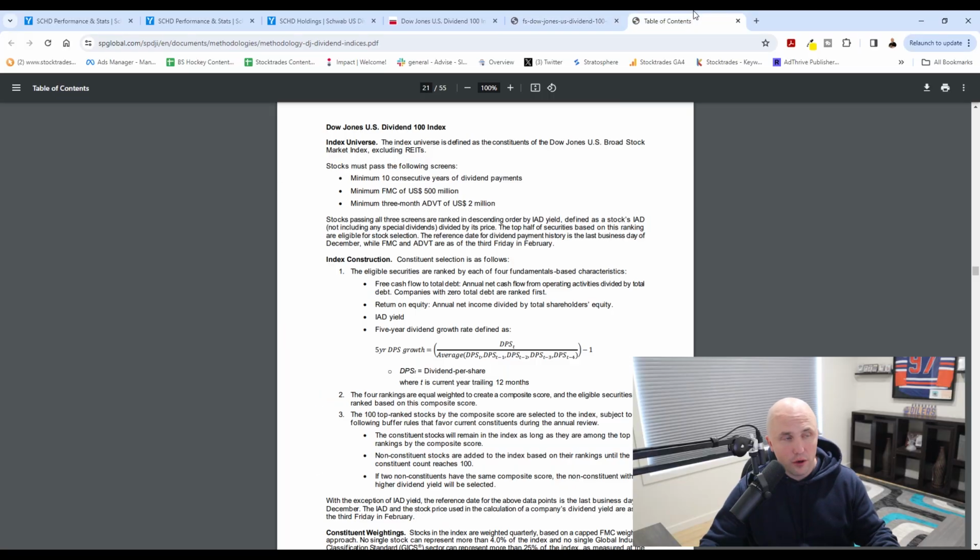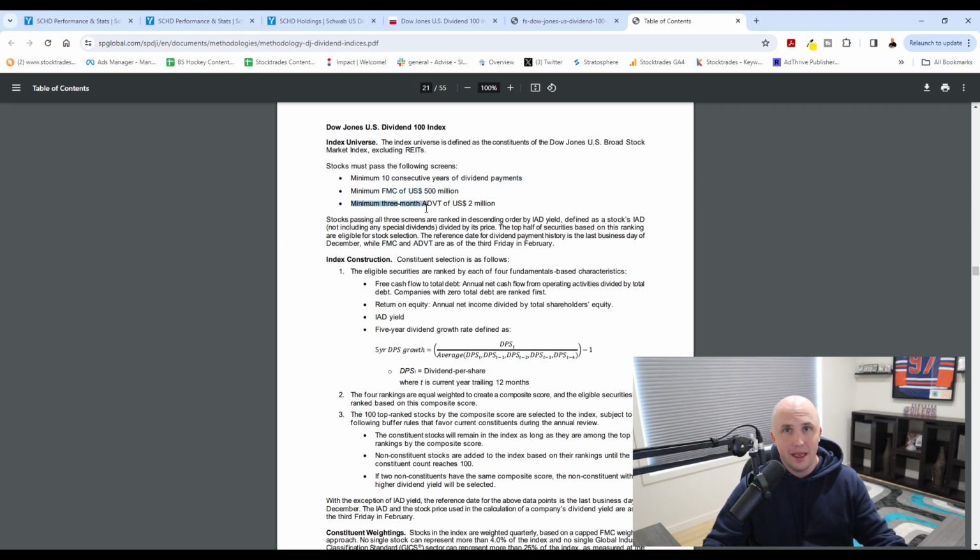They use 4 key methodologies to determine whether or not a stock is suited for the portfolio, and then from there, they will tend to favor the higher yielders. So let's go exactly over how SCHD decides what is going into the portfolio. So the first 3 criteria, this is an absolute must. They must have a minimum of 10 consecutive years of dividend payments. They must have a minimum market cap of 500 million, and they must have 3-month average daily volume of $2 million a day.